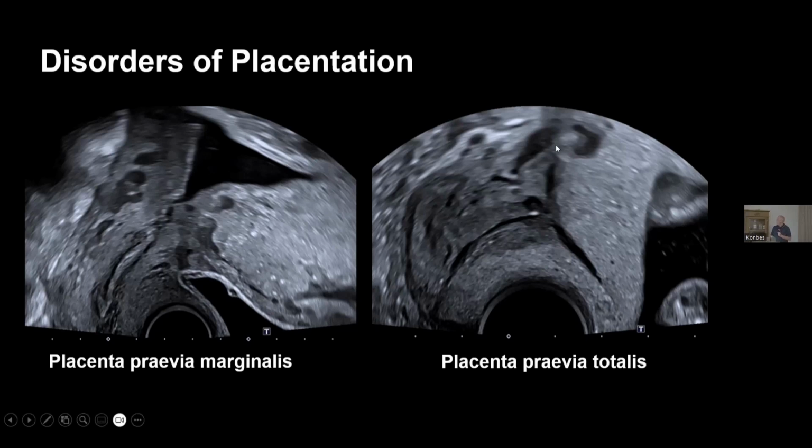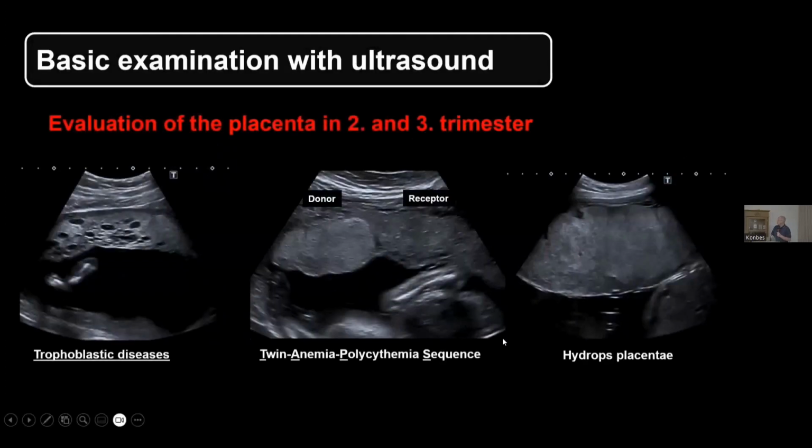On the other hand, if we have a placenta previa totalis, then we have no chance for a natural birth. And these pregnant women have a high risk for bleeding, so it's very important to manage her very closely and also send her to specialized centers. The delivery is then done by C-section.